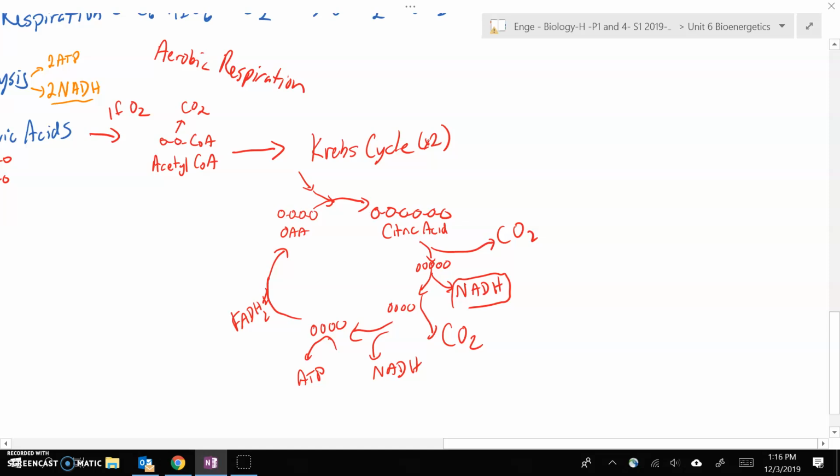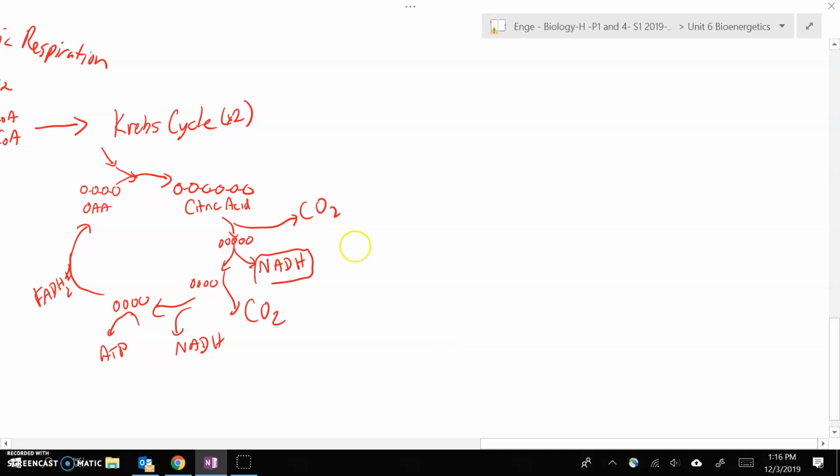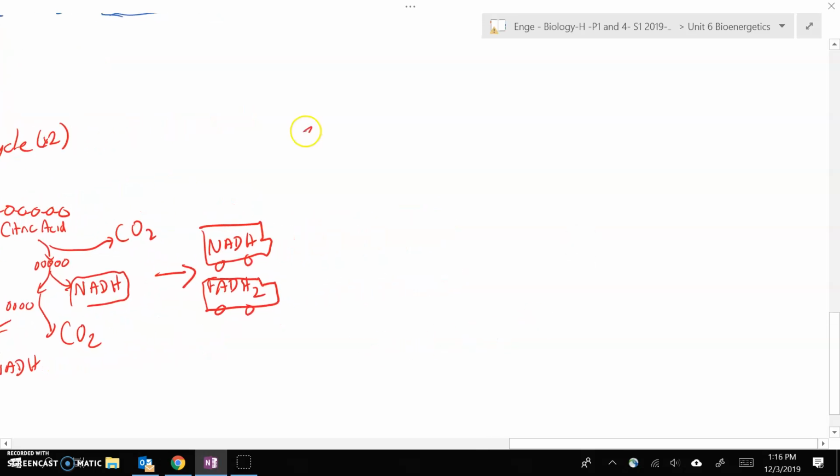But the important stuff that's coming out of this is NADH and FADH2. These are our buses, which are going to take electrons over to the third step, which is oxidative phosphorylation. So oxidative implies that we use oxygen to power it, and phosphorylation implies that we're adding a phosphate to ADP to make ATP, which is chemiosmosis.